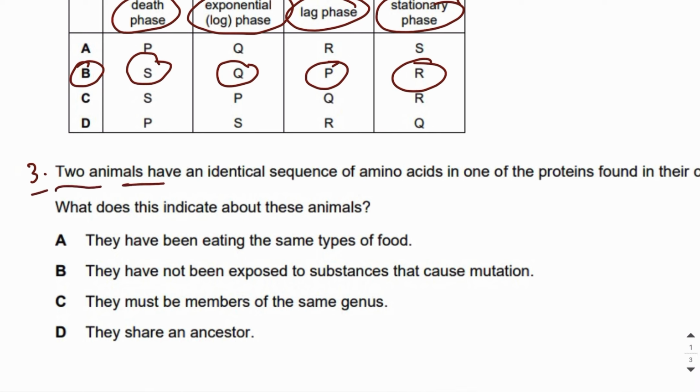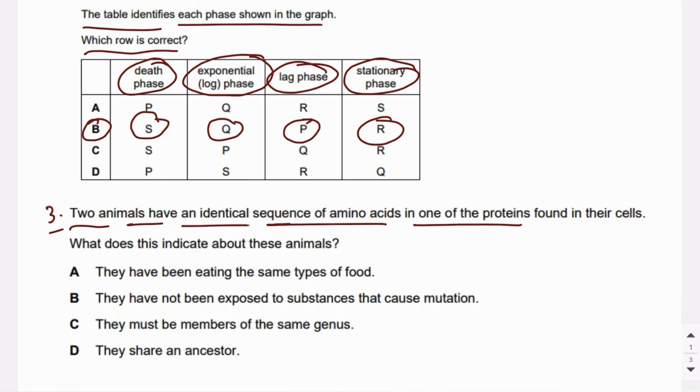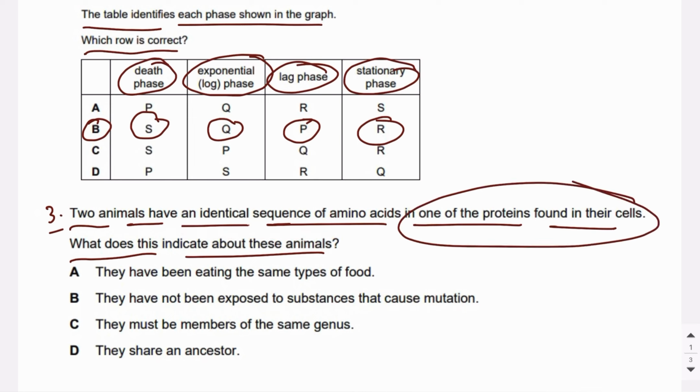Let's move on to MCQ number 3. Two animals have an identical sequence of amino acids in one of the proteins found in their cells. What does this indicate about these animals? So guys, if there are two different animals and they have an identical sequence of amino acids in one of the proteins found in their cells, this means that those two animals are closely related.